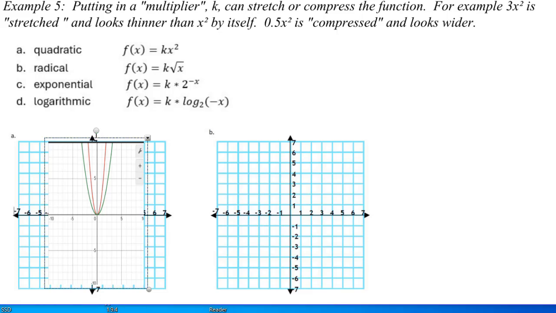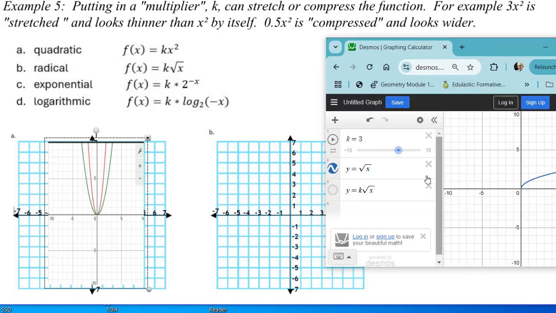Bring that little guy over and let me just drag this over. All right, so here we have y equals square root of x. So there's our standard radical, our base function. And then if I put in a k here and turn it on, what happens here?